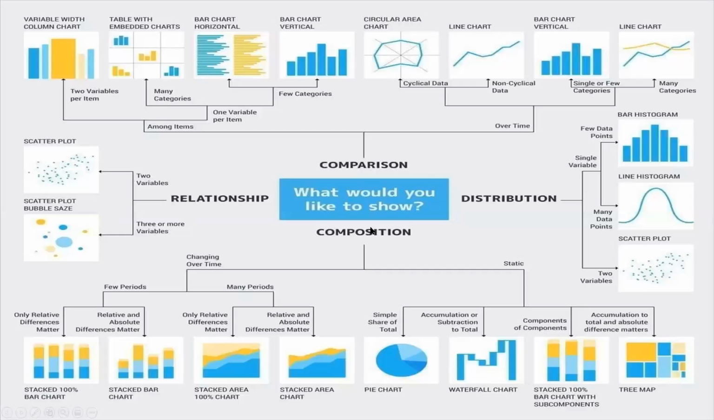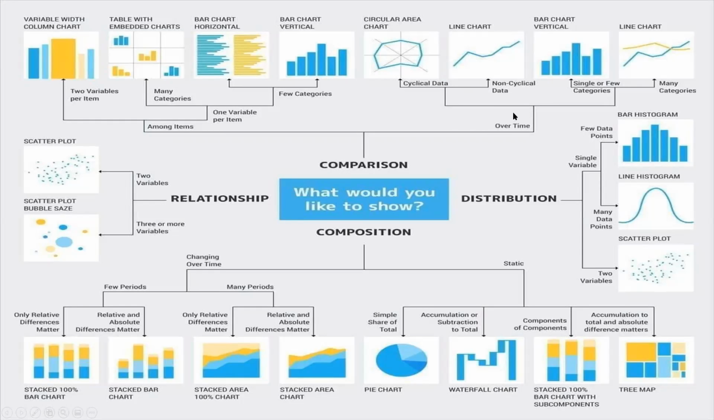Are you able to see the screen? Yes, sir. If your objective is finding the relationship between two variables, you can use a scatter plot. If you want to find the relationship among more than three variables, you use a bubble chart. For distribution, you can use a bar histogram or line histogram. To show composition and how it changes over time, you can use an area chart. If you want a static, simple share of the total, you can use a pie chart. So based on your objective, you can use different charts.